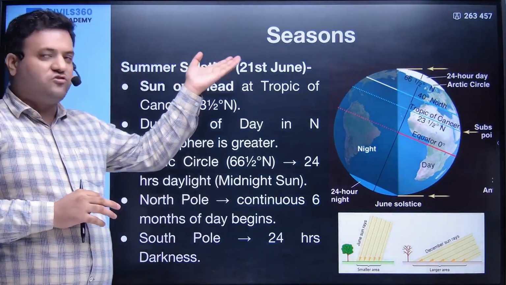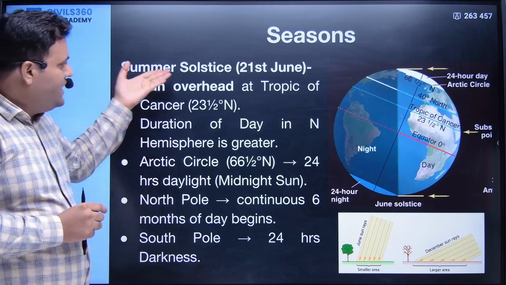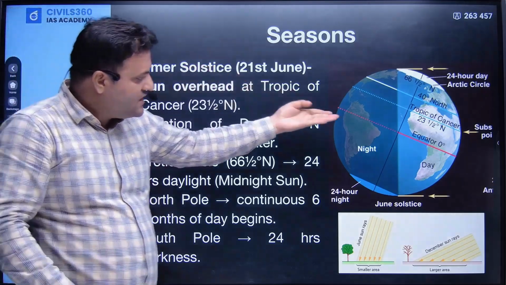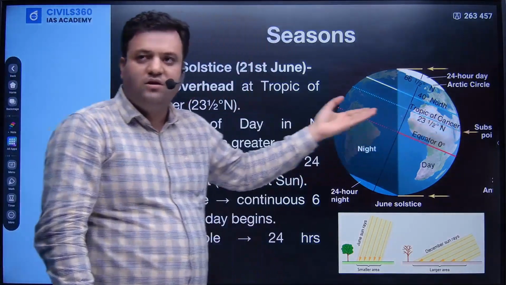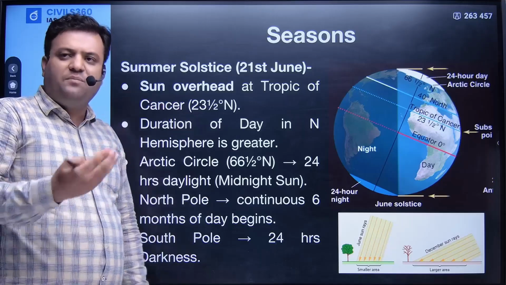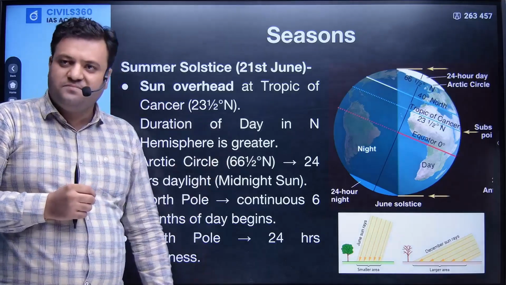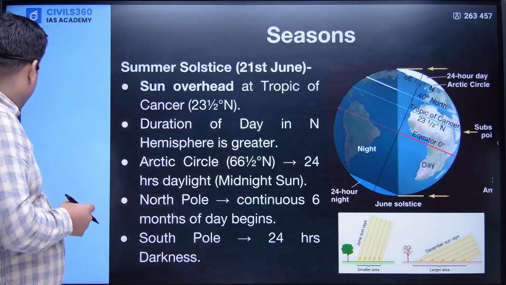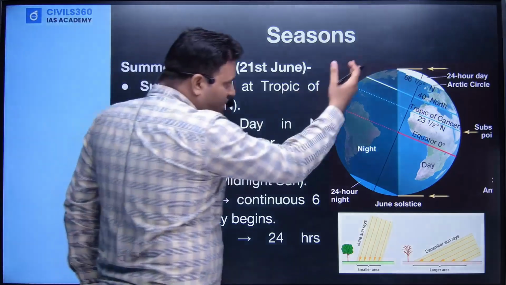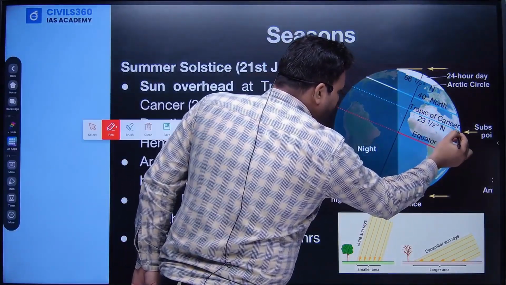First of all, let's talk about the summer solstice. Let's summarize it. Now, what is the meaning of summer solstice? When the Sun is overhead at the Tropic of Cancer on the 21st of June. During that period of time, the duration of day will be longer in the Northern Hemisphere. Why is that so? It's because the circle of illumination is cutting more part of the day side. That's why the duration of day will be more.